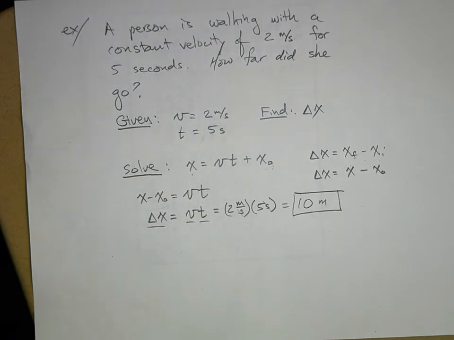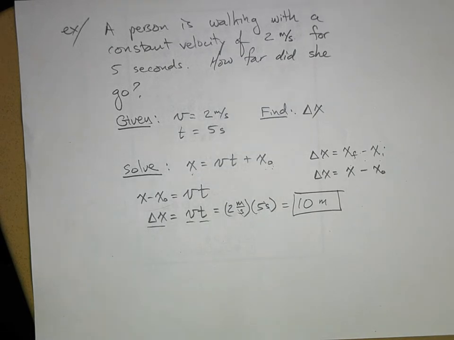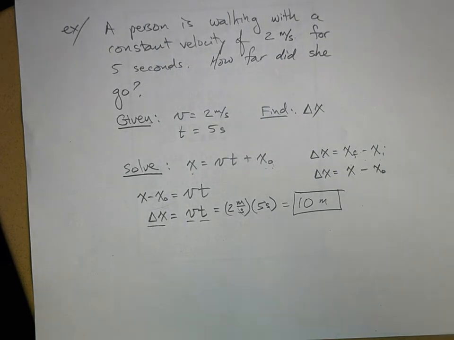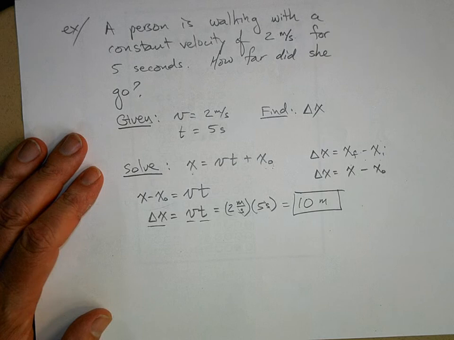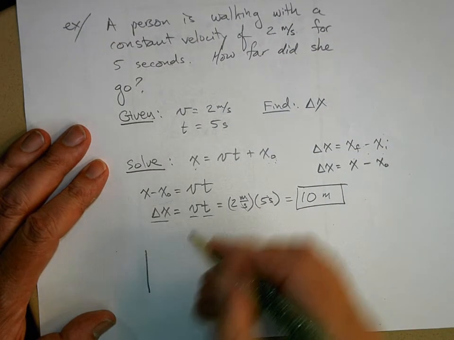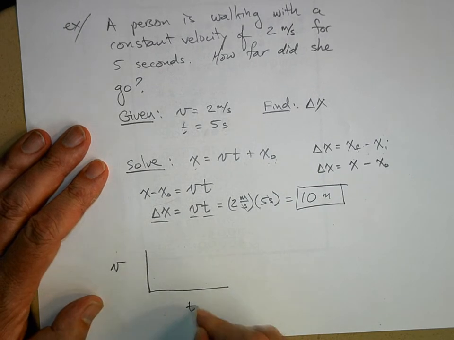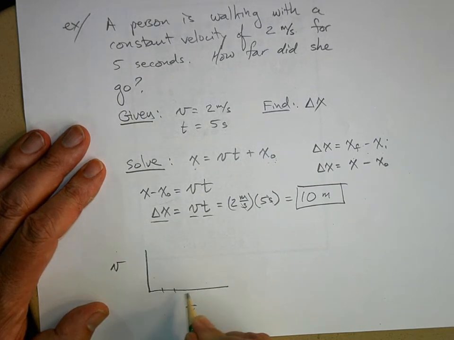Whenever you have a quantity that is the product of two other quantities, you can graph it and get the answer from the graph. Now, you would never do this. You would never do a problem this easy this way, but I'm going to do it anyway because it's going to show something amazing. I'm going to graph velocity as a function of time. So this is 1, 2, 3, 4, 5 seconds.